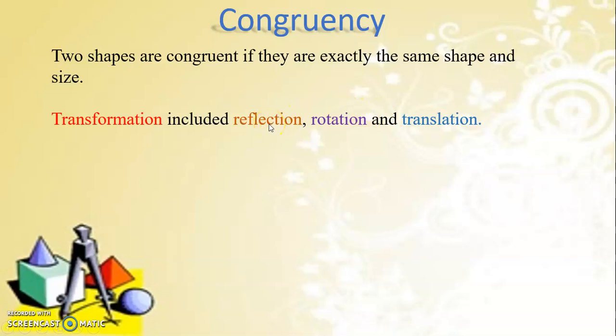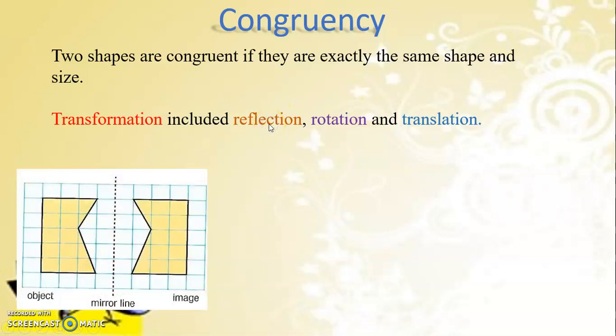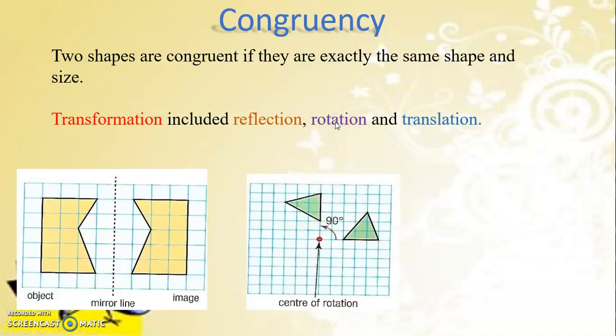Let us start with the reflection. The shape is reflected to the other side, but still, it doesn't change the size and the shape. Next is rotation. The shape is rotated 90 degrees to the other side, but still, it doesn't change the shape and the size.